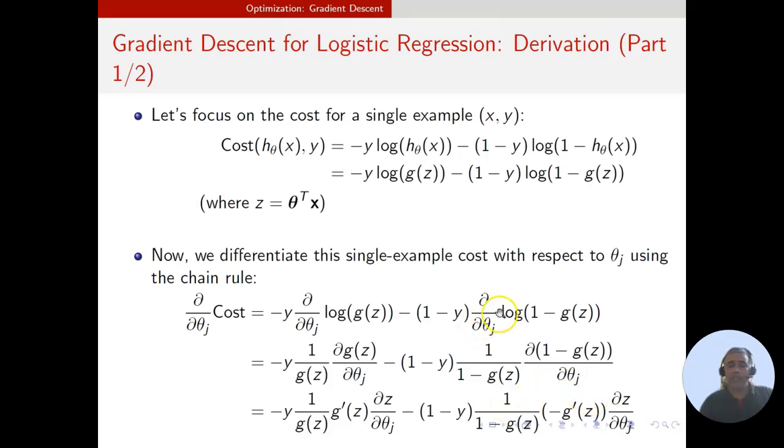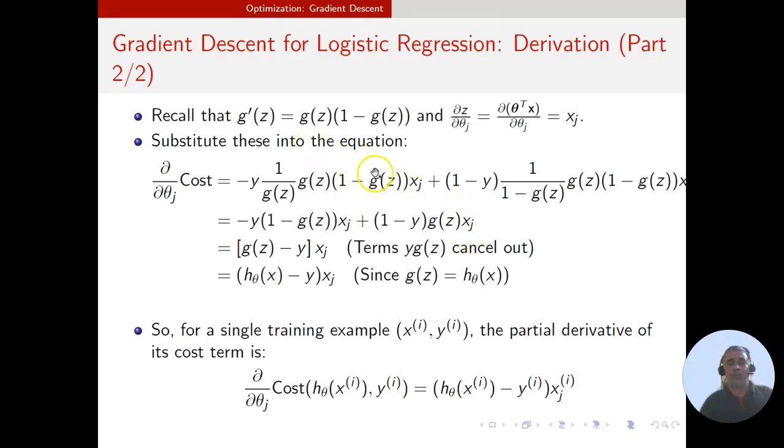Similarly, for log of 1 minus g of z, it will be 1 by 1 minus g of z, and dou by dou theta j of 1 is 0, so we are going to get minus g dash of z into dou z by dou theta j. So dou z by dou theta j is again xj, and then we simplify.